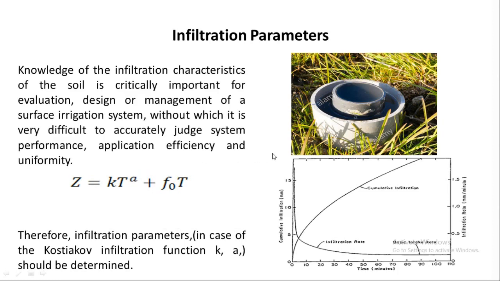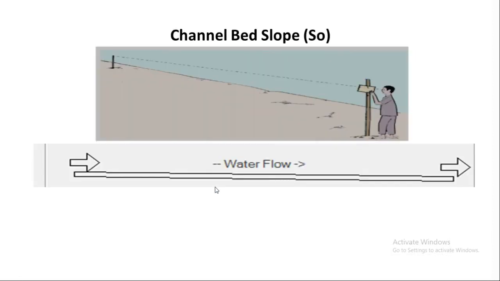Knowledge of infiltration characteristics of the soil is critically important for evaluation, design, or management of a surface irrigation system, without which it is very difficult to accurately judge system performance, application efficiency, and uniformity. Infiltration varies spatially as well as temporally. So, infiltration tests should be carried out at multiple locations. Later in this lecture, we will solve a couple of examples in which we will determine the infiltration constants.